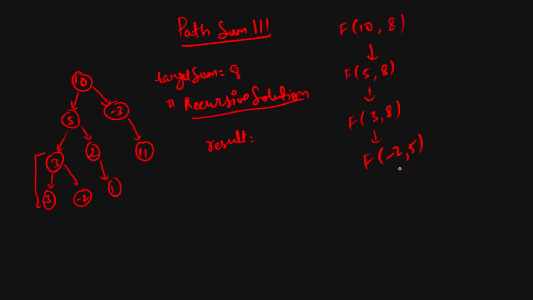Now again, if I include this minus 2, what will be my sum? The sum will be 7. Or if I do not include, then my sum will be 5. So in both cases, it is not 0. So we can say that this is also not a path. I will check all the 4 conditions for this 3, and now I will return 0 from here.